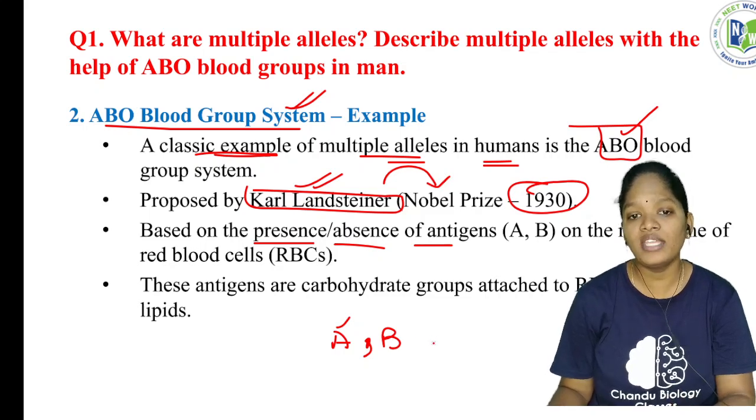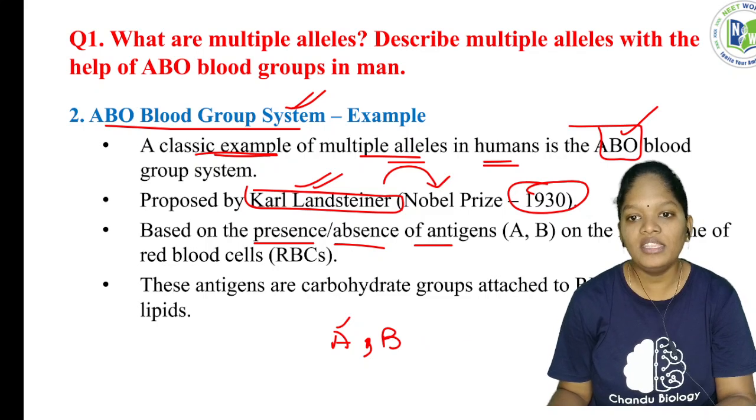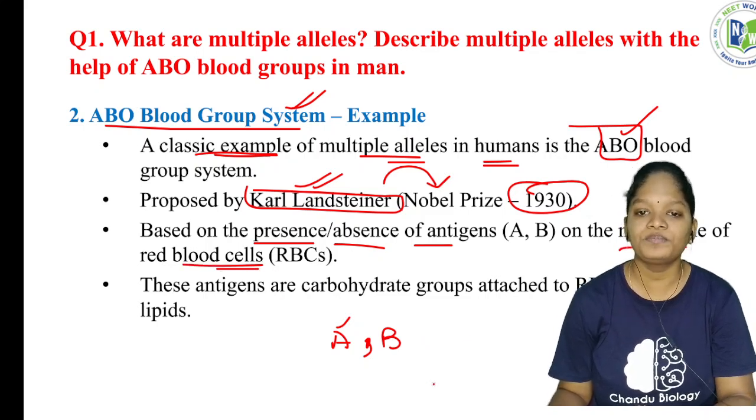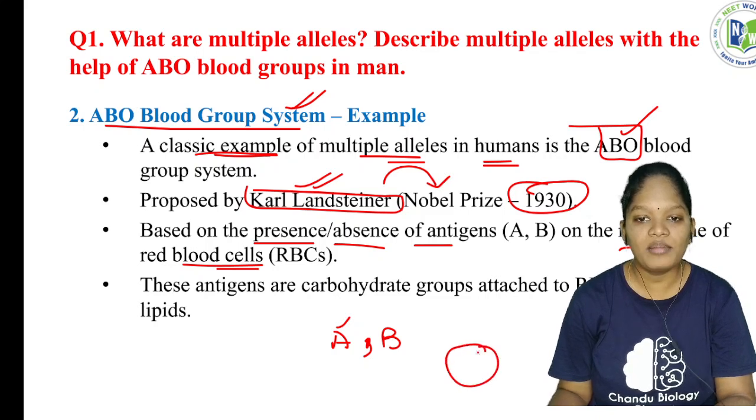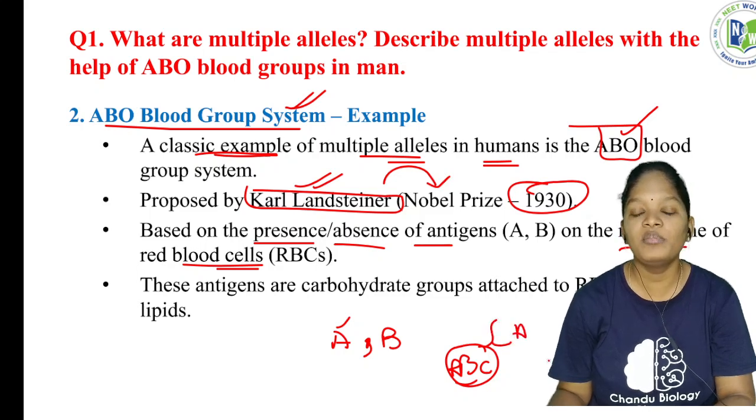Before that, where is it present? In the membrane of the red blood cells, the RBC. Consider this as an RBC cell. In the RBC there is a membrane. On this membrane, if it is an A antigen, we say this particular blood group is the A blood group. If it is a B antigen, we say this is the B blood group.